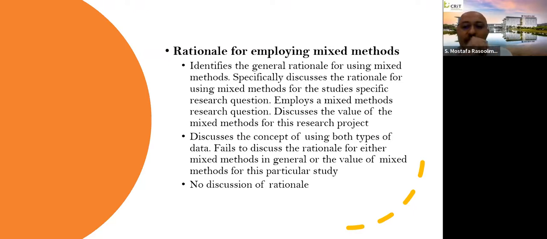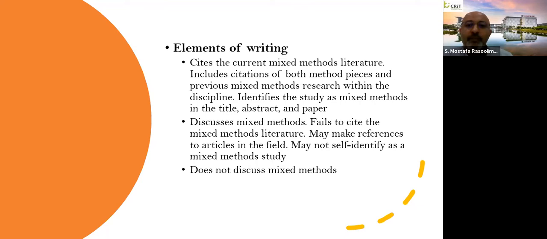If you only discuss the concepts of both qualitative and quantitative, and fail to discuss the rationale for mixed method, you can get part of your mark. But if you don't have any discussion about rationale, you cannot get any mark for this part, the rationale of mixed method. So rationale, you need to explain. Another part is elements of writing. So this is the checklist for the robustness of mixed method.